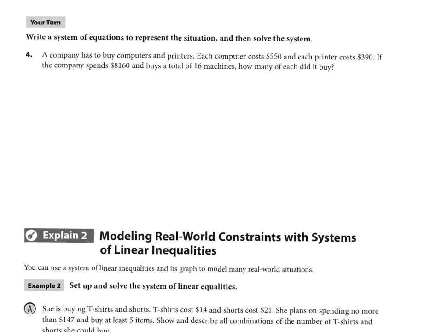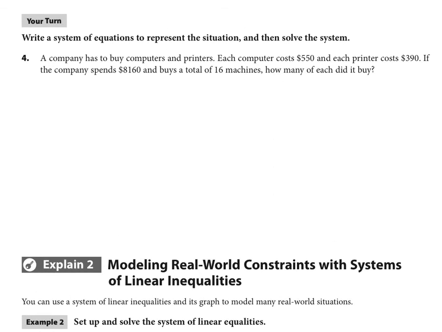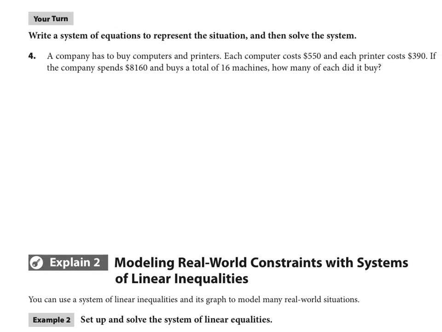So it says, let's expand this a little bit. Write a system of equations to represent the situation and solve the system. The company has to buy computers and printers. Each computer costs $550 and each printer costs $390. And then we also have a total cost here. It spends $8,160. So we have an equation that is related to cost.